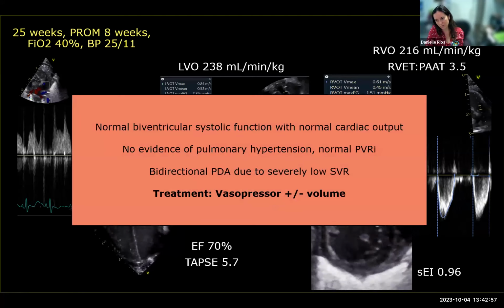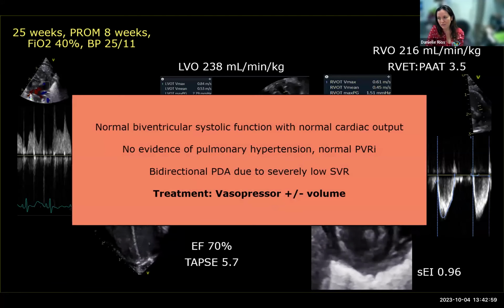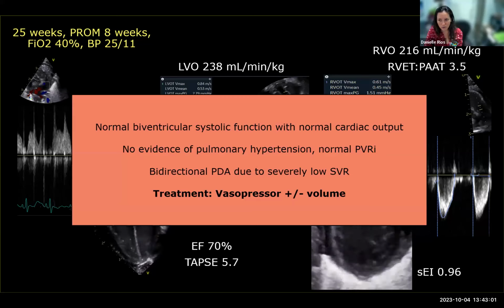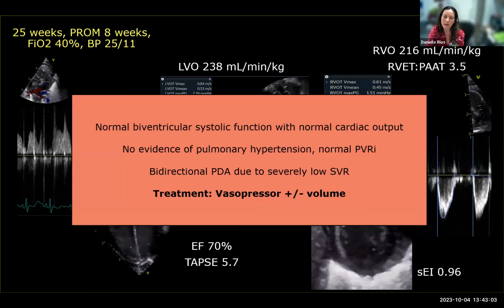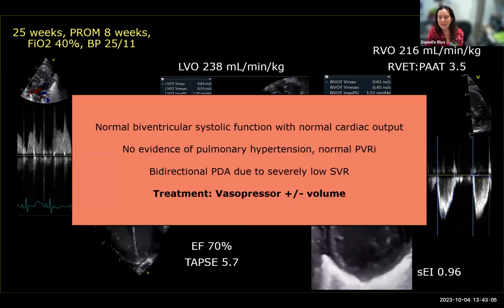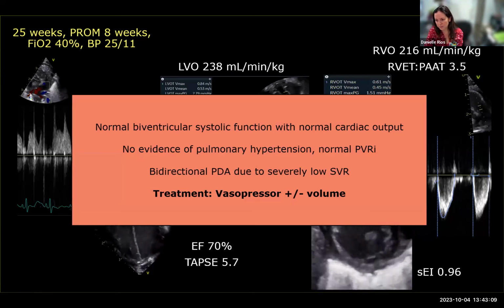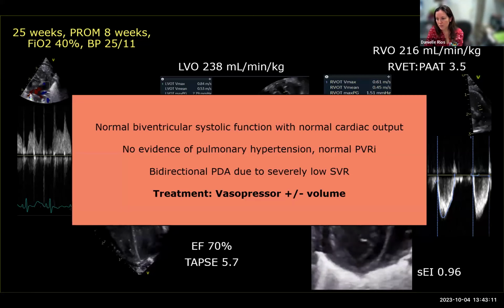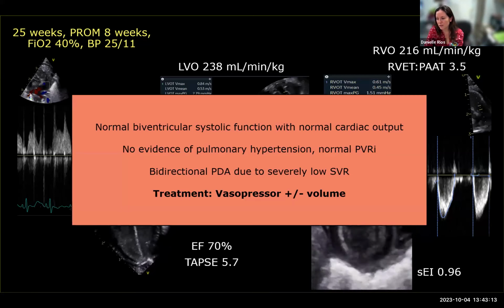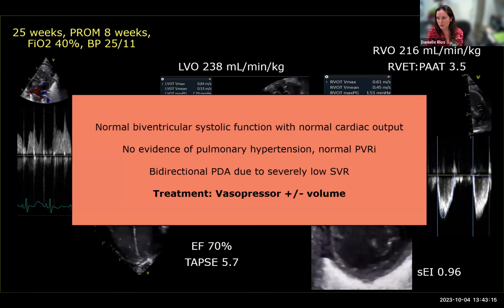So, normal biventricular systolic function with normal cardiac output, no pH, normal PVR, and a bidirectional PDA that's actually due to severely low SVR. So this kiddo needed treatment with vasopressor and volume.